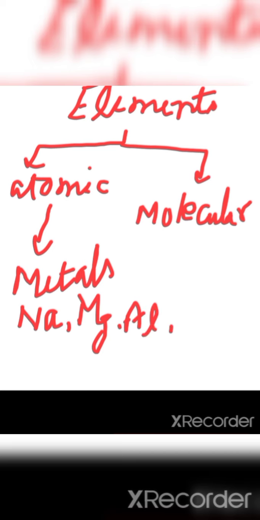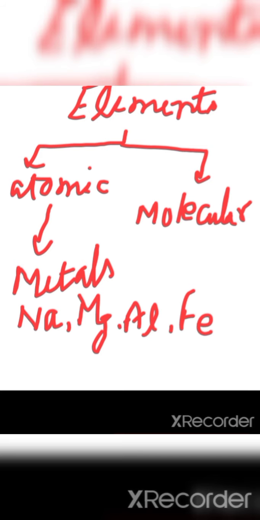Al, Fe, etc. All elements are maybe atomic or maybe molecular. Only metals are atomic, means they are stable in form of atoms. Na, Mg, Al, Fe. You never see Na2, Mg2, Al2, Fe2. Okay? Then atomic form is only metals.